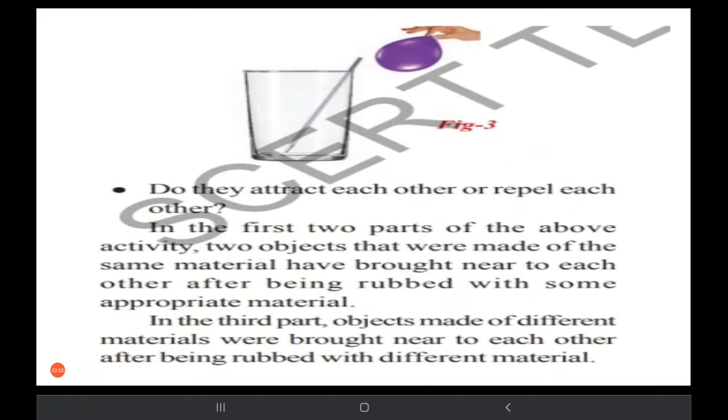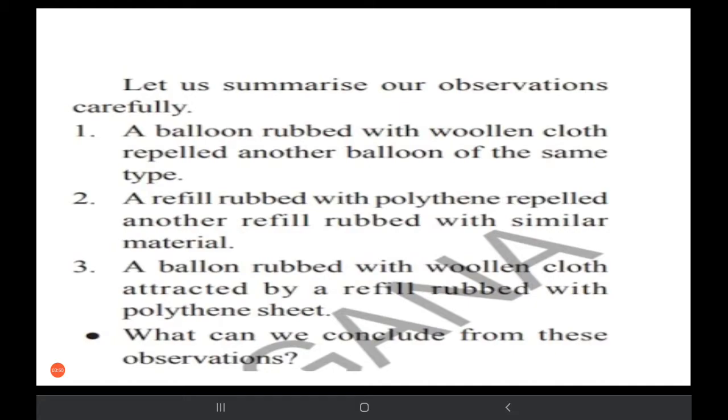See here. In the first two parts of the above activity, right? So two objects that were made of the same material were brought near to each other after being rubbed with some appropriate material. So in the third part, objects made of different materials were brought near to each other after being rubbed with different materials. So here, let us summarize our observations carefully.